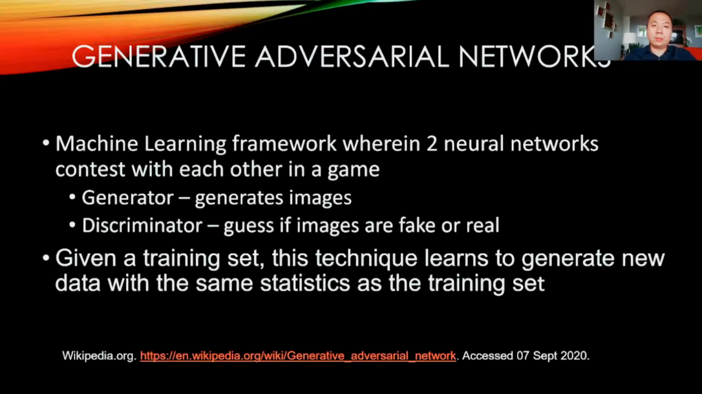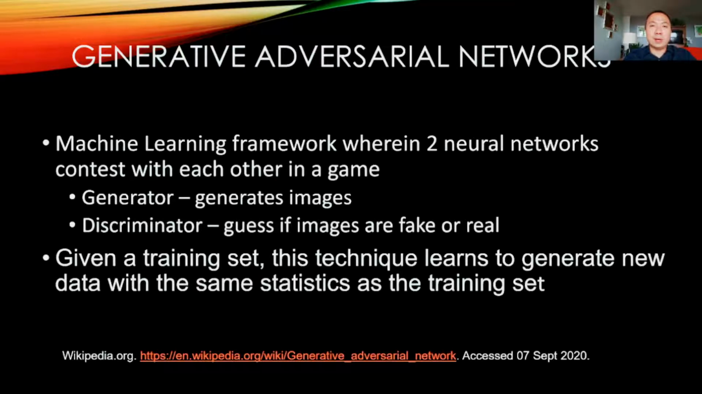So the generator initially generates images, and if you look at it, initially what the generator creates are random images, so they may look weird. But with the discriminator coming in, the discriminator guesses if the images are fake or real. And with this game ongoing, eventually the generator will come up with an image that is much similar to that of the real image.